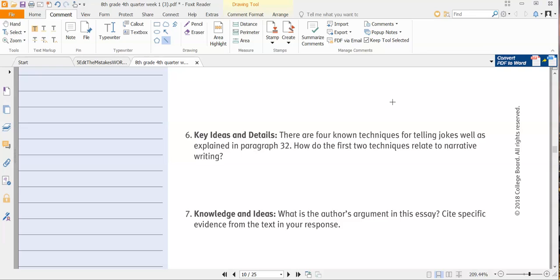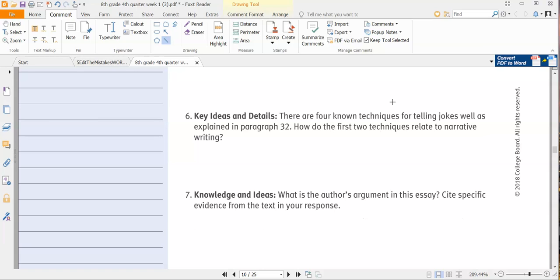Number 6 says, there are 4 known techniques for telling jokes as explained in paragraph 32. How do the first 2 techniques relate to narrative writing? So the first 2 are going to have something to do with narrative writing, which is basically the art of telling a story. You're trying to figure out, what do those first 2 techniques have to do with telling a story, okay?